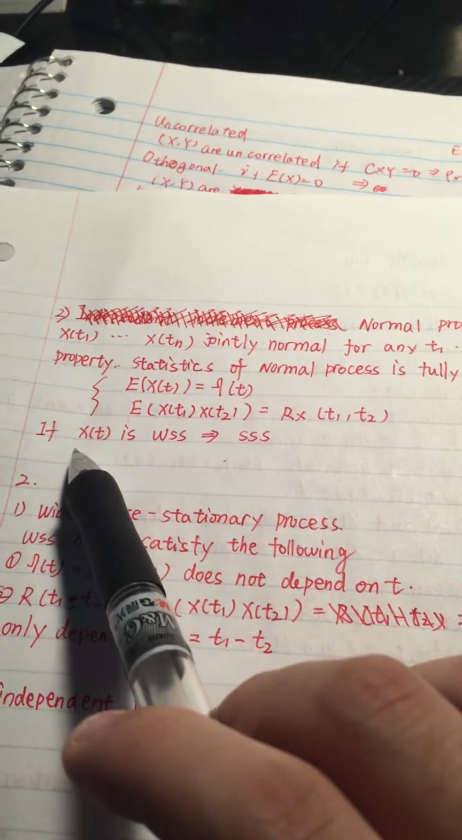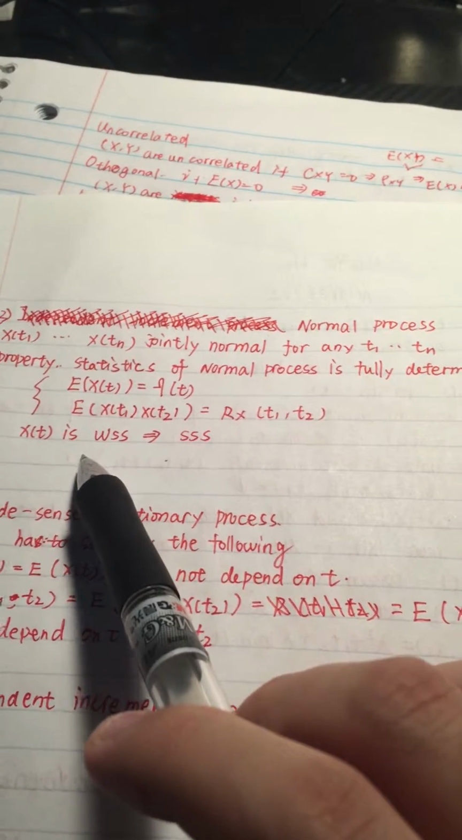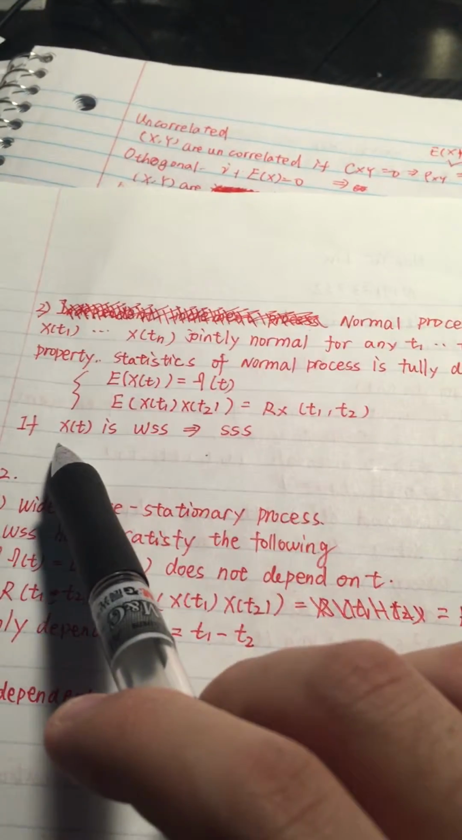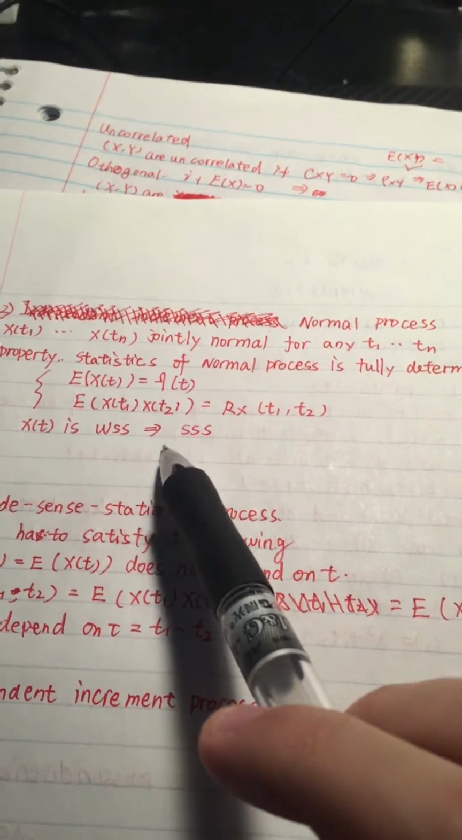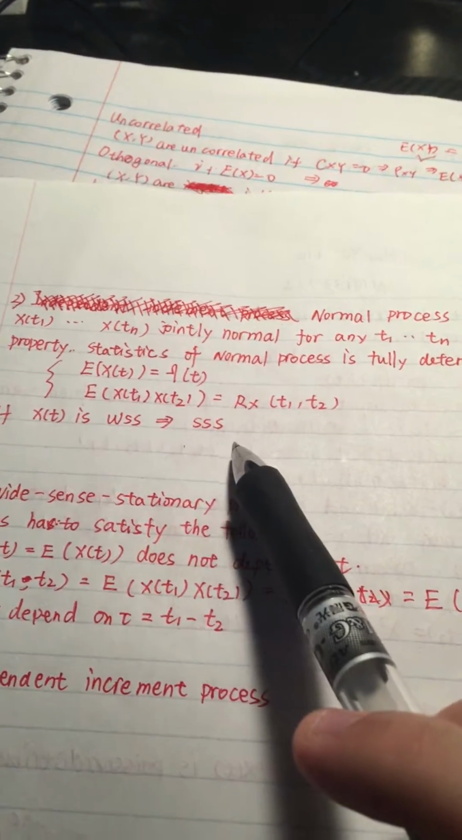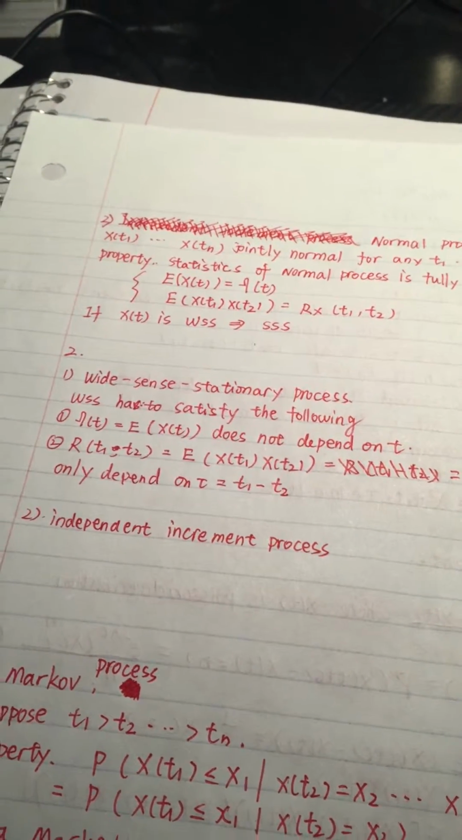And if the process is a normal process, if we find that X(t) is wide-sense stationary, we can find that X(t) is also strict-sense stationary.